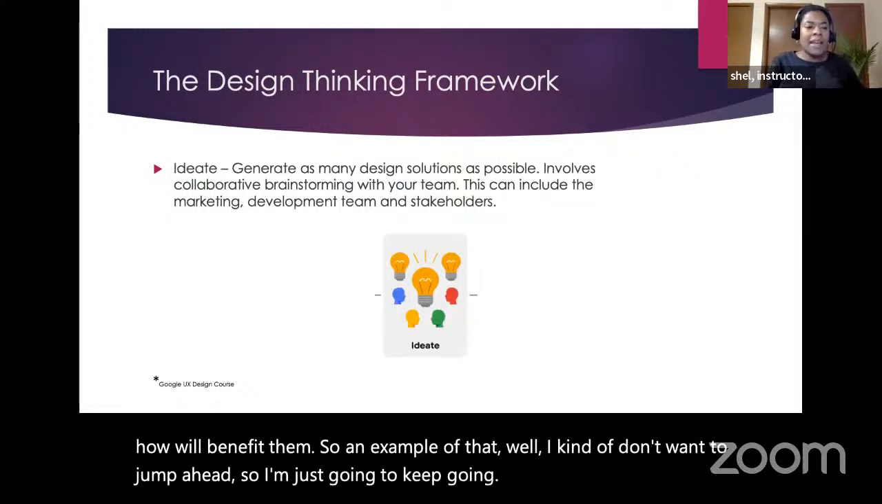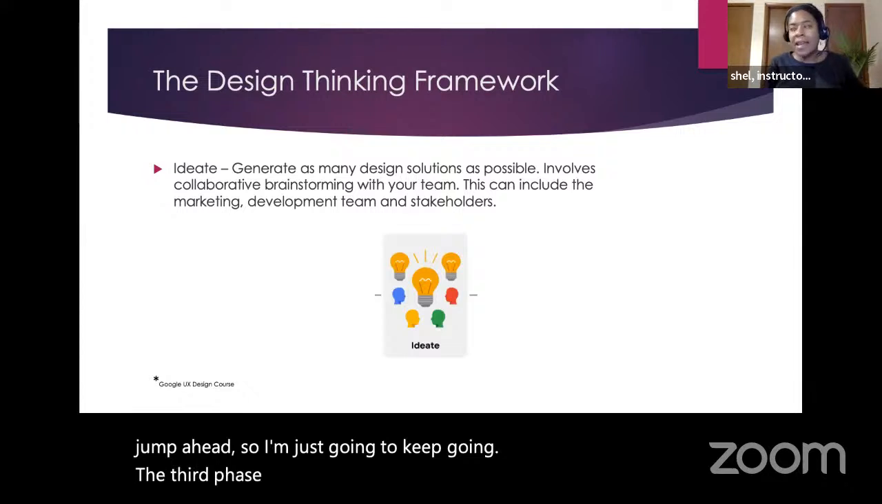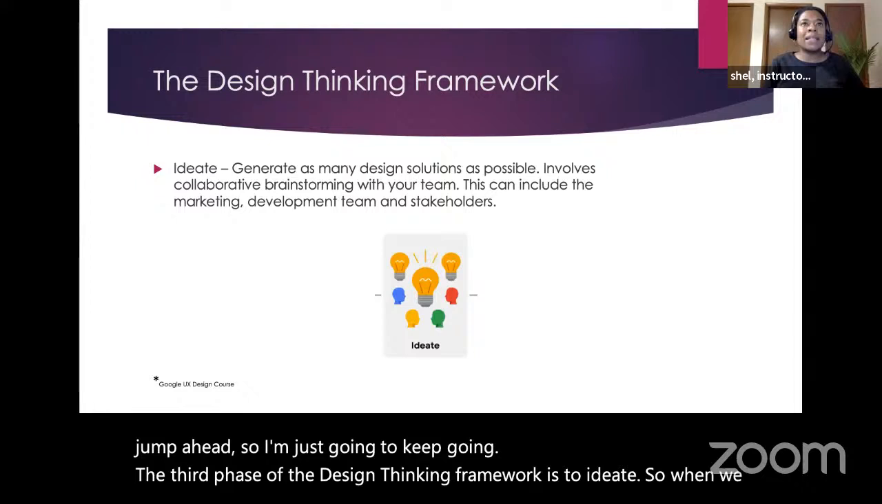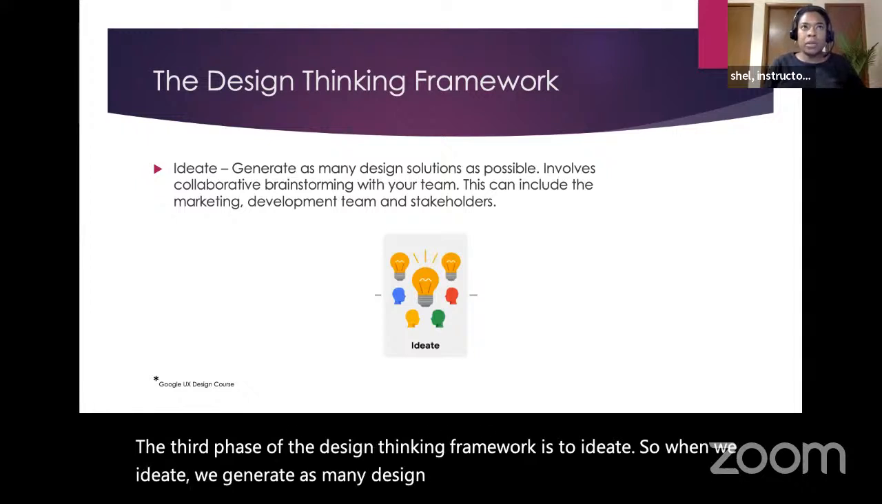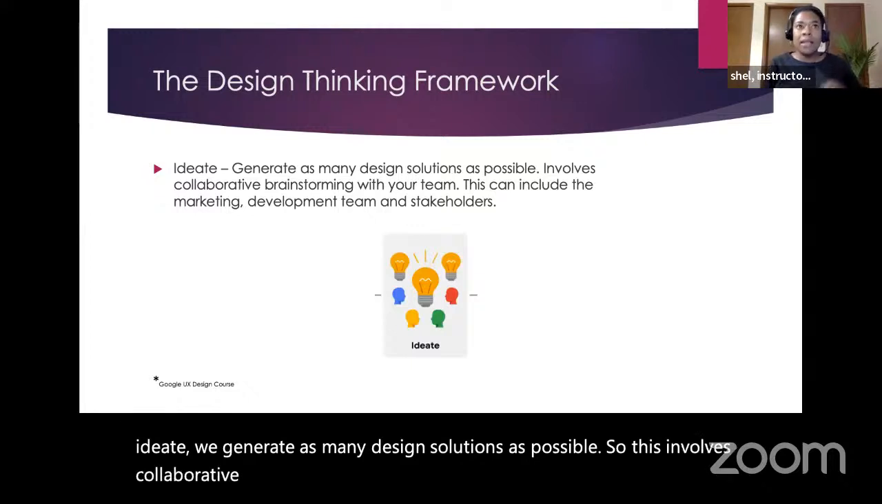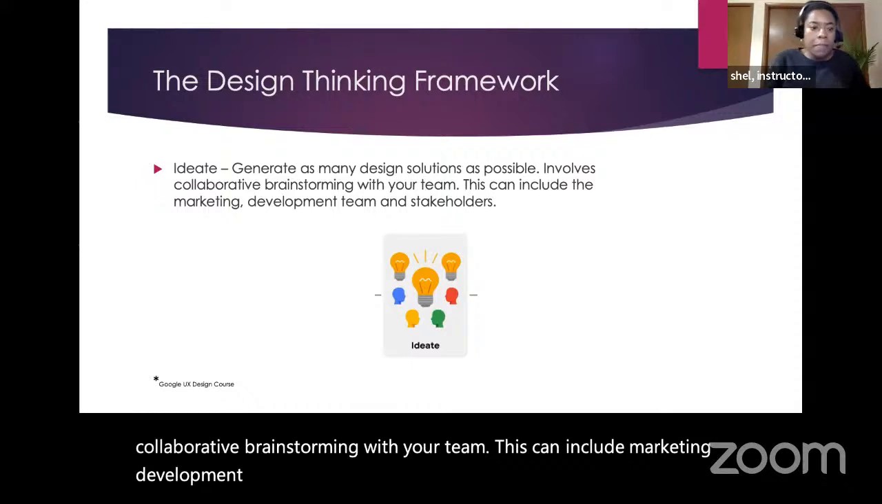The third phase of the design thinking framework is to ideate. So when we ideate, we generate as many design solutions as possible. So this involves collaborative brainstorming with your team. This can include marketing, development, and the stakeholders.